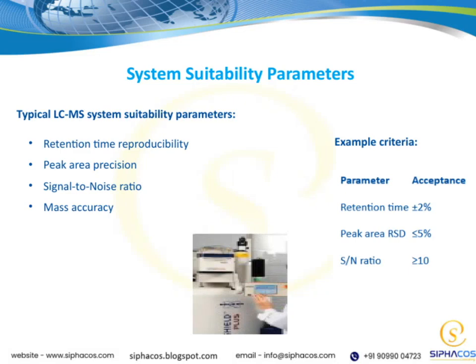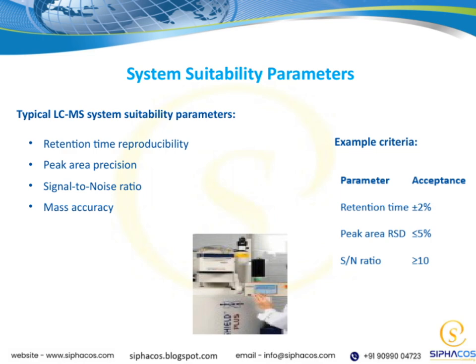Let's take a closer look at some of the typical LCMS system suitability parameters. These are essential to ensure that our system is performing reliably before we start any critical analysis. First, we have retention time reproducibility, which is all about making sure that our analytes consistently come off the column at the same time each run. This consistency is crucial for accurate identification and quantification.